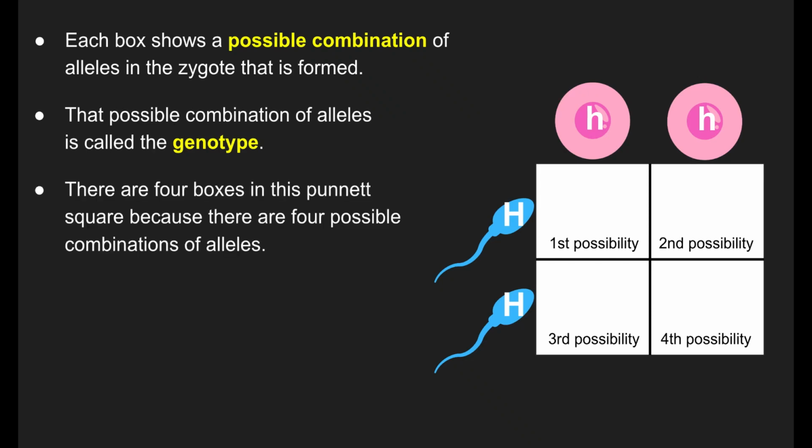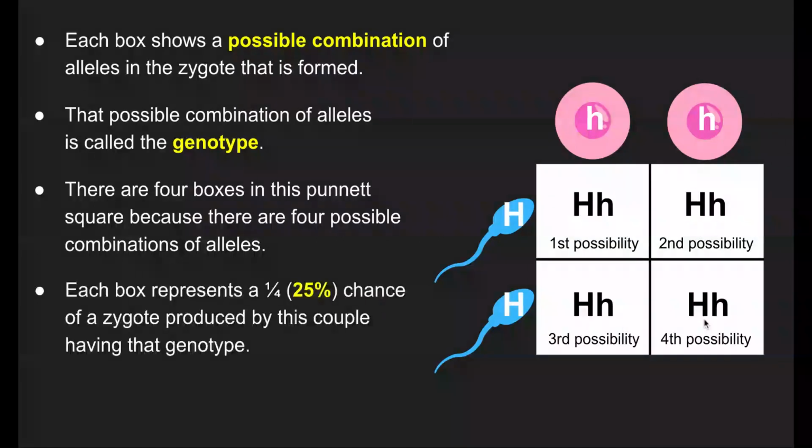So as I mentioned a moment ago, there are 4 boxes in this Punnett square. Because there are 4 possible combinations of alleles, there are 4 possible genotypes. This first combination would use the big H from the sperm and the little h from the egg. The next one, same thing, and the remaining boxes are also big H from the sperm and little h from the egg.